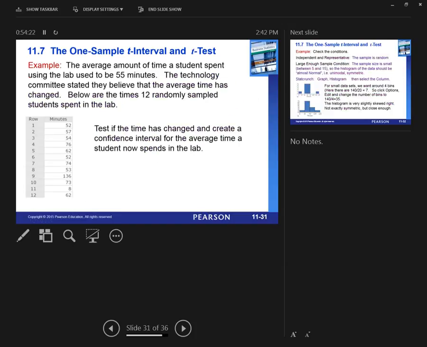Before I do that, I should, though, check my conditions. Okay. So to check the conditions, I look and say, independent and representative. Is it an independent and representative sample? Well, it's random. So that means it's independent and representative. All right? And so then is the size big enough? So we have n is 12. So it's going to be okay as long as the histogram is unimodal and symmetric, because that's a very small sample. 5 to 15. They call this nearly normal. It can be almost symmetric.